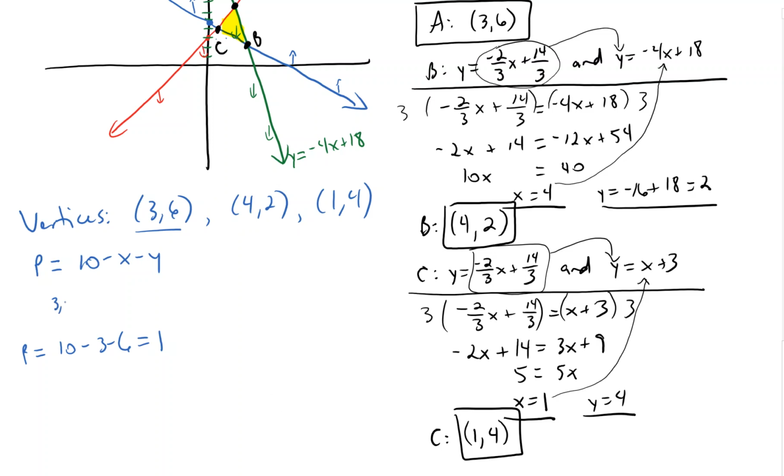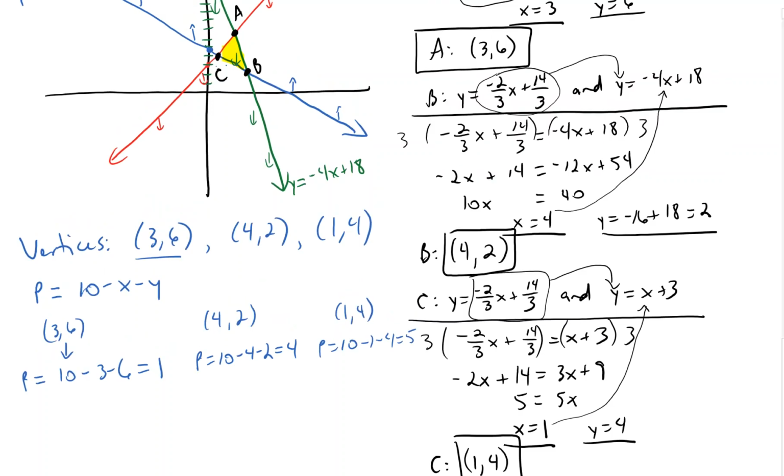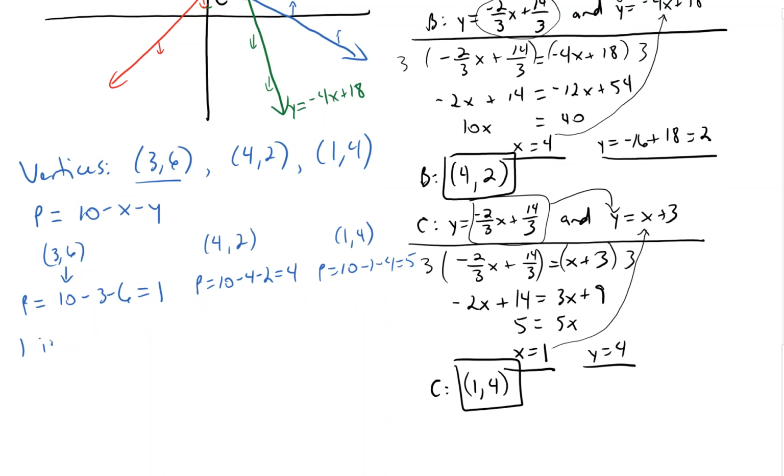Let's write this a little better. So if I plug in 3, 6, I get P equals 1. If I plug in 4, 2, I get P equals 10 minus 4 minus 2, which is 4. And if I plug in 1, 4, I get P equals 10 minus 1 minus 4, which equals 5. So we can see that 1 is the minimum value, and it occurs at the ordered pair 3, 6. So P is 1 whenever we have the ordered pair 3, 6.